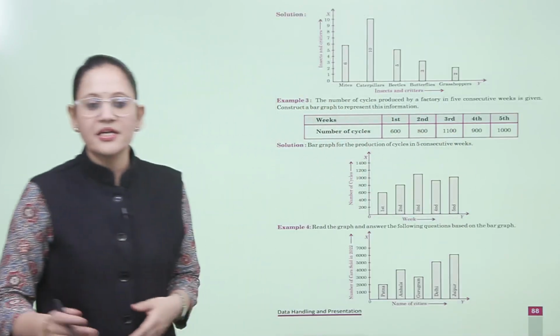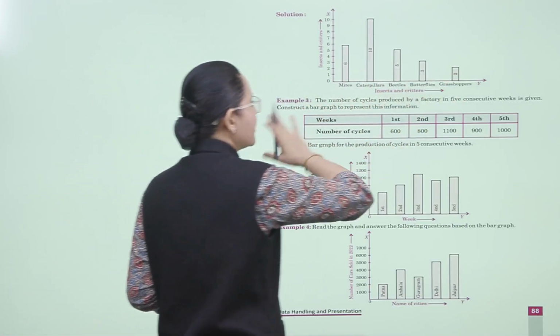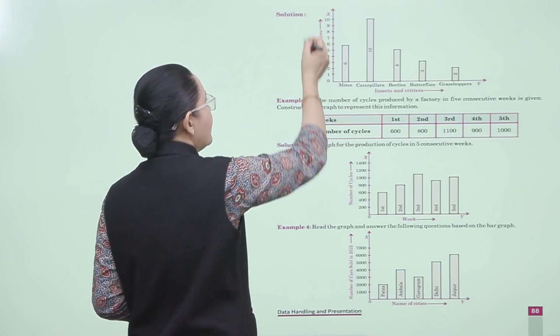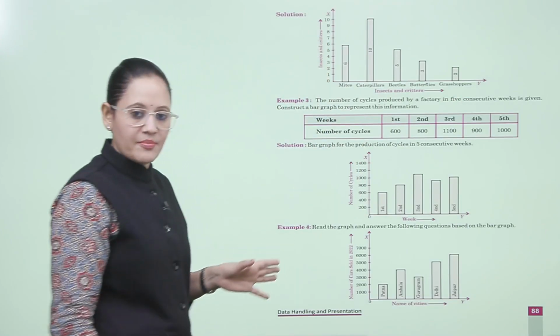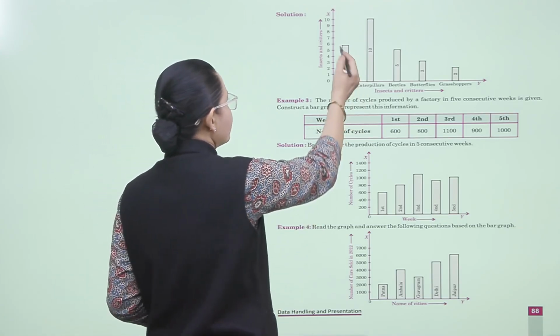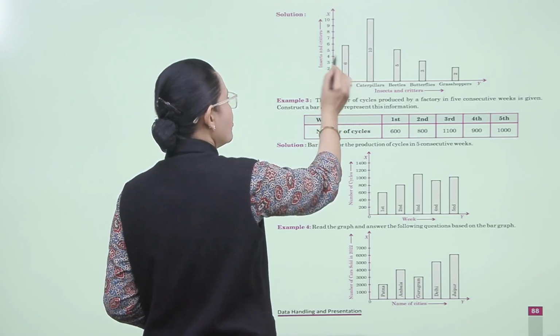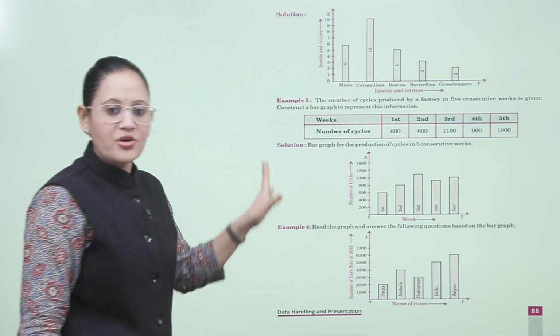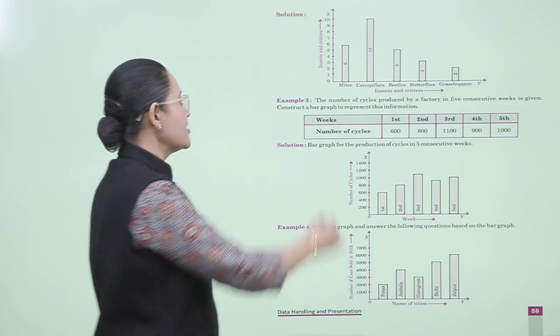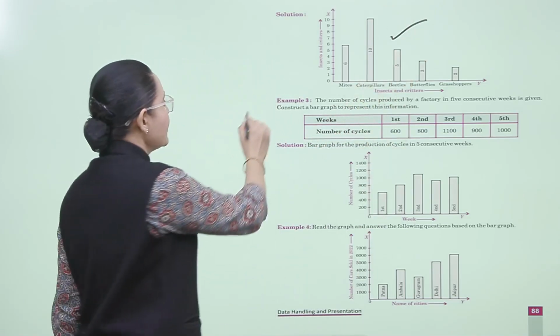So to draw the bar graph, what will we do? We'll take two axes. On the horizontal axis, we'll take the insects and critters, and on the vertical axis we'll take their numbers. According to the given data, like 6 mites, on the y-axis we'll see 6 is here, and according to the given value, corresponding to the y-axis, we'll draw the bars like this. Clear? Next, example 3.